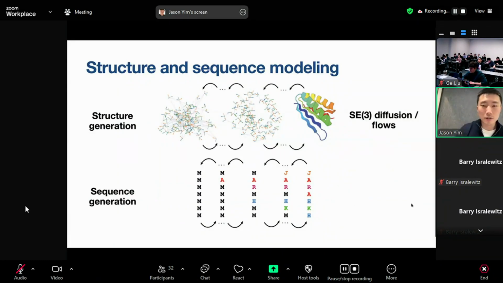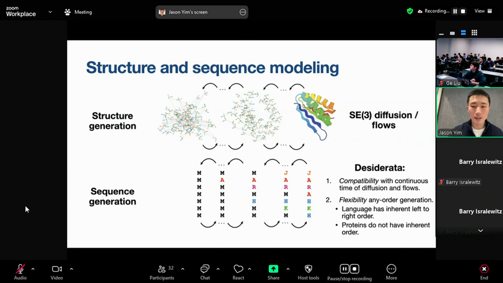To do structure and sequence modeling, as I discussed, structure generation with diffusion or flows is fine. We have a tool for that, but sequence generation is not so easy to do. In particular, we want these to be compatible. We know language models and sequence generation work there, but language models typically go from left to right, and it's also a discrete process where you unveil one token at a time. Instead, we don't know the order in which you should generate the protein, so we have to learn any-order generation. That's its flexibility, because we don't know what order is optimal for proteins.